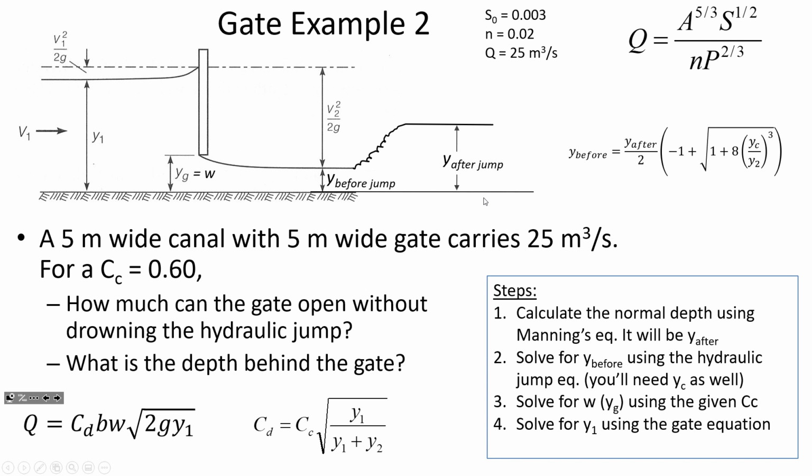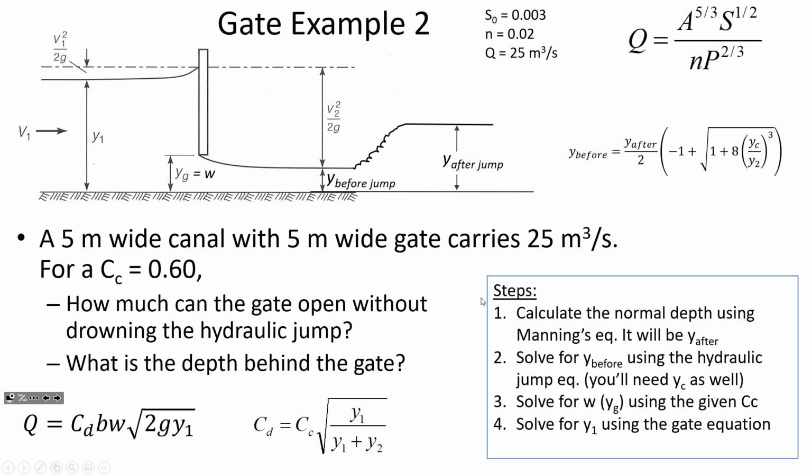Okay, so let's put that idea to practice. We've got both an underflow gate and a hydraulic jump in this example. So there's lots of moving pieces in this example. It's an important one. We have the characteristics of the channel downstream, like the slope and the roughness. And we know that we're carrying 25 cubic meters per second. So what we want to see is that the depth after the jump is going to be the normal depth.